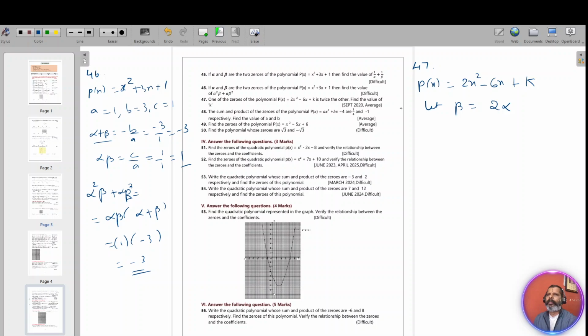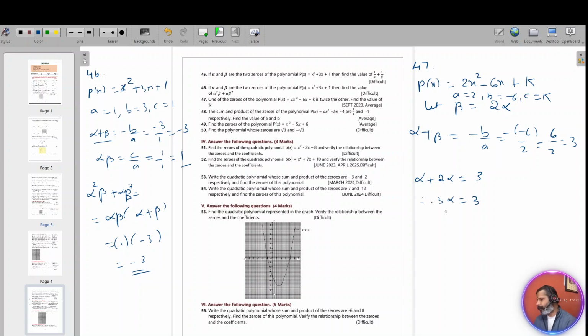So we know here a is equal to 2, b is equal to minus 6, c is equal to k. Then alpha plus beta is what? Alpha plus beta is equal to minus b by a. What is minus b by a? Minus of minus 6 by 2, that is 6 by 2, equal to 3. What is alpha plus beta? Alpha plus beta means alpha plus 2 alpha. Right? That is 3. Therefore, 3 alpha is equal to 3.